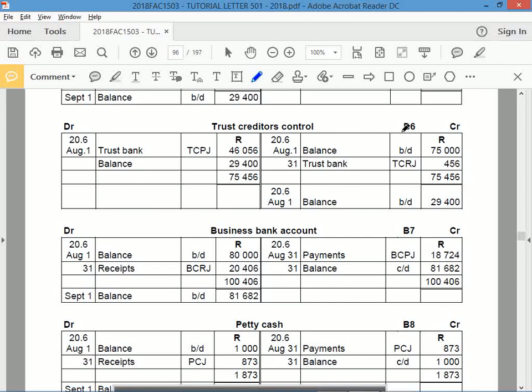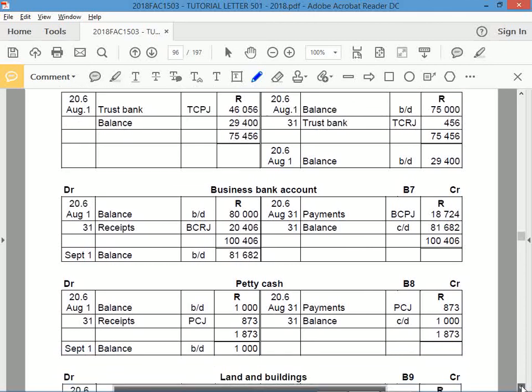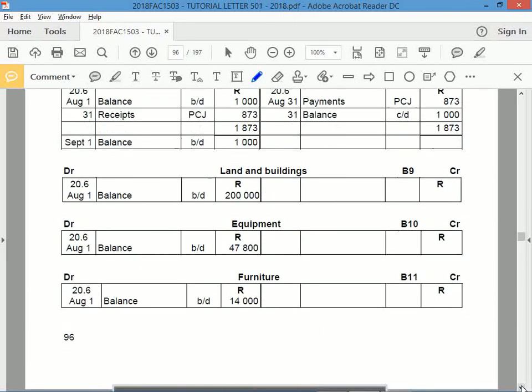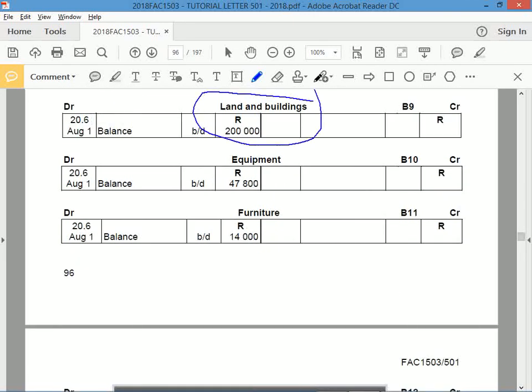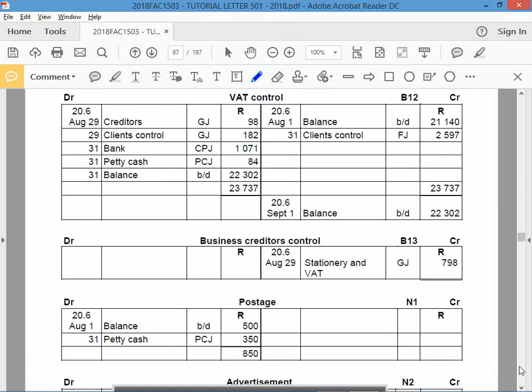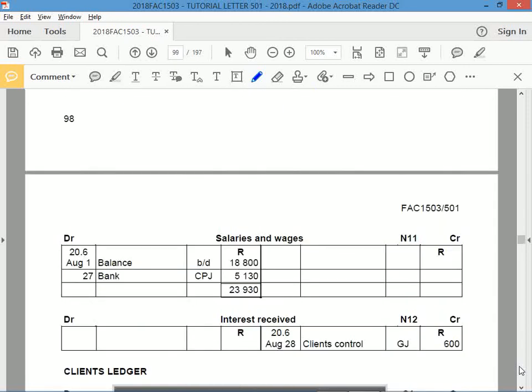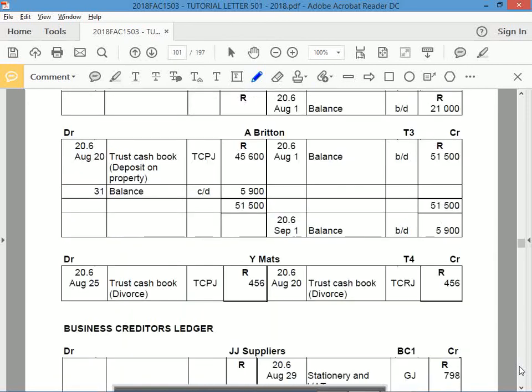I don't think they'll give you too many of the other accounts, purely because it's a lot of referencing and it's not very specific to the law practitioners for your module. So I doubt you're going to see a T account for land and buildings, equipment, furniture. You will see one for bank because bank will be something that you would have to adjust for. Happy with that section? Alright, and that's it. There's just a lot more T accounts as you can see.